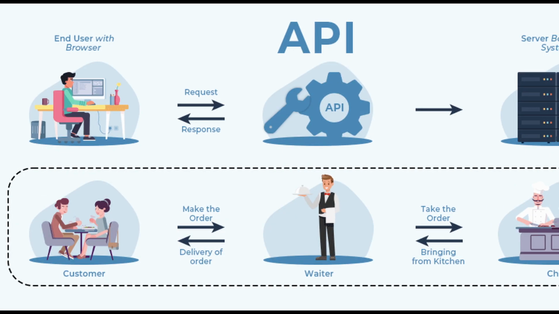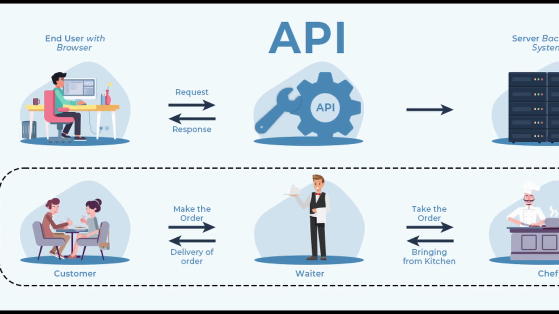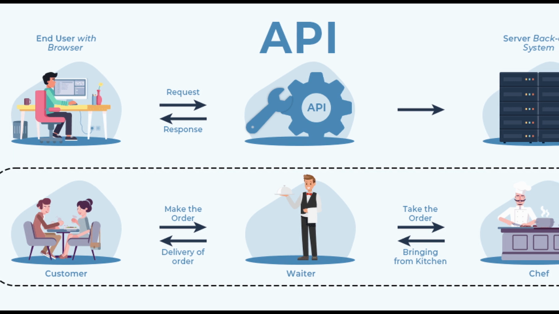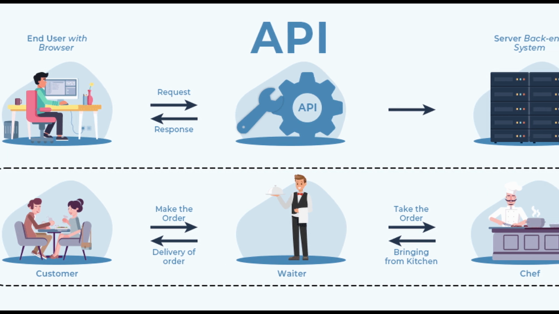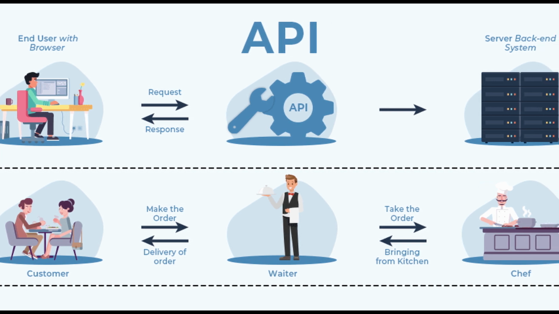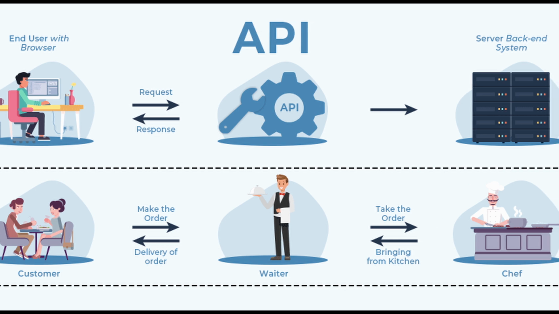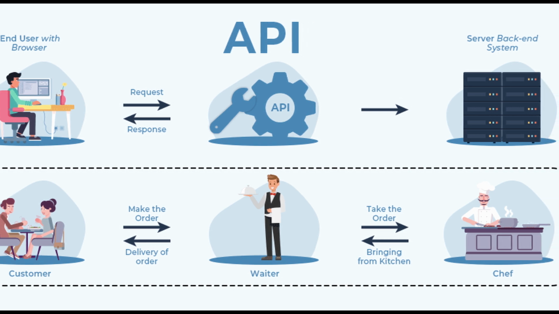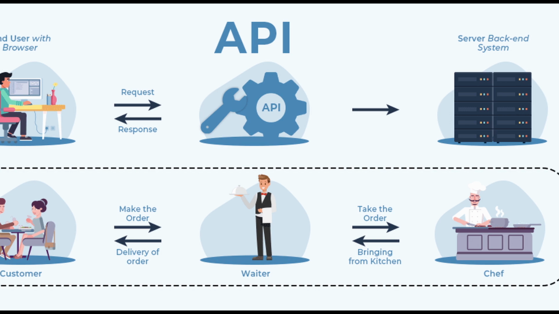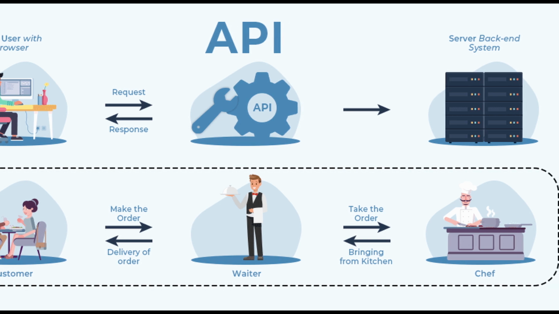Think of it as a waiter in a restaurant. You, the customer, don't go directly into the kitchen to prepare your meal. Instead, you give your order to the waiter, who then communicates with the kitchen and returns your food. An API works similarly. The messenger takes your request to a system, and then returns the response to you.